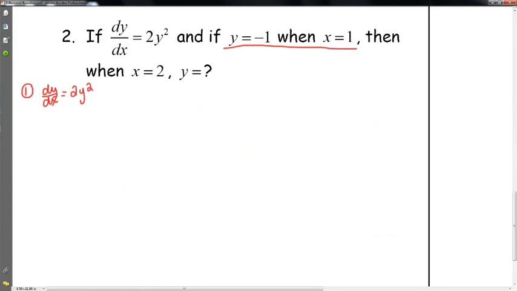And so I'm going to move my dx to the other side, and I'm going to move my 2y squared underneath my dy. So essentially I'm multiplying across. And so that gives me dy over 2y squared is equal to dx.